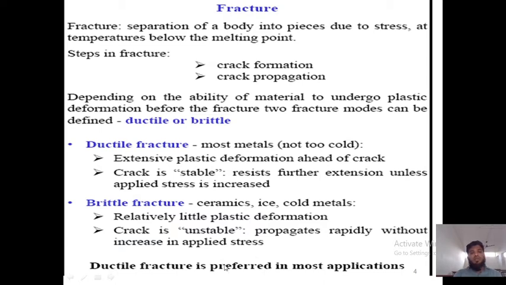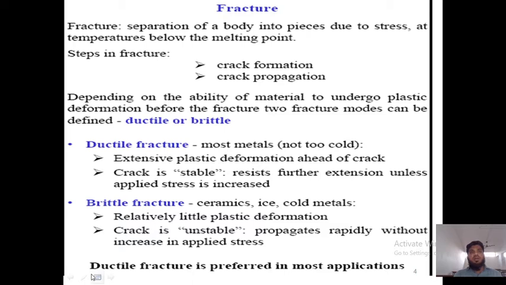So ductile fracture is preferable in most applications, because it is related to plastic deformation. So that will be mostly required. This is the reason why, even though glass is a brittle material, we don't want the fracture to be a brittle fracture; we always want the fracture to be ductile. This is the reason why automobile glasses, like the front glass of a driver, are made with some plastic materials added along with the glass. You might have seen that.